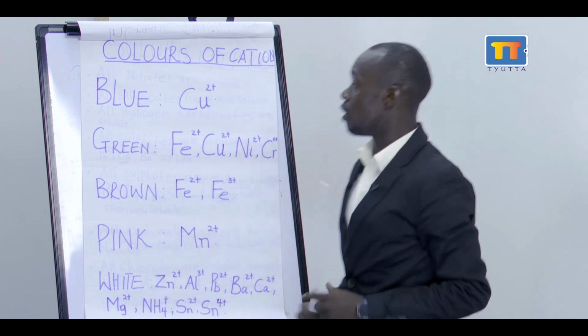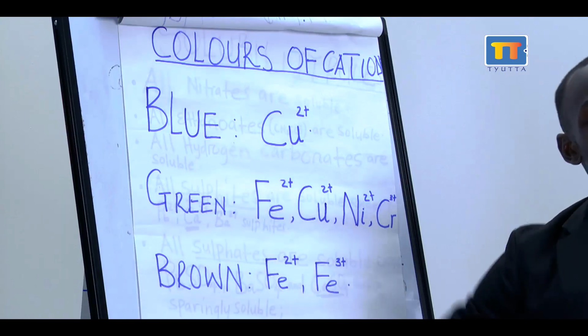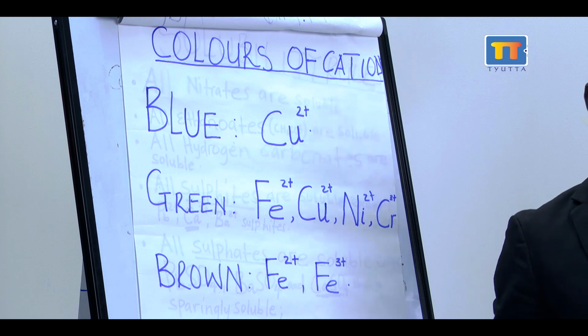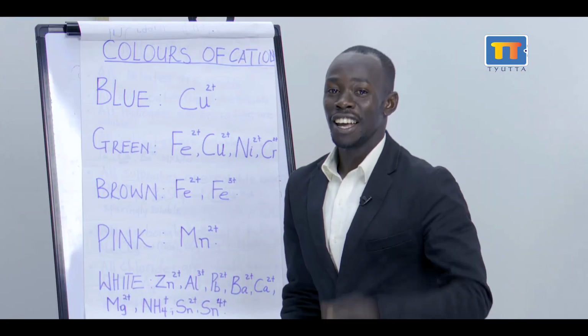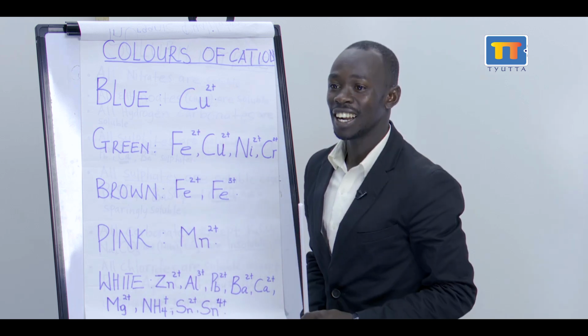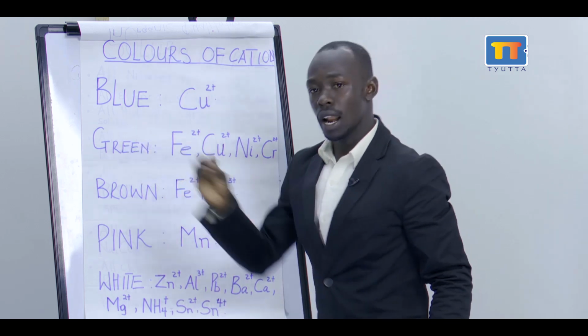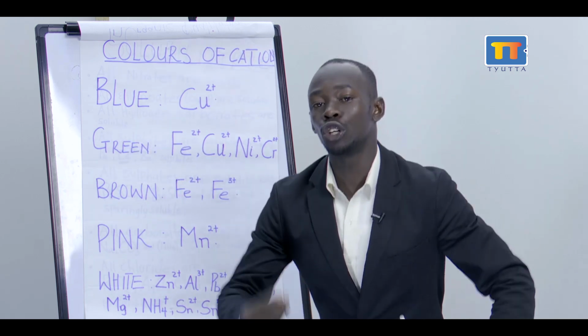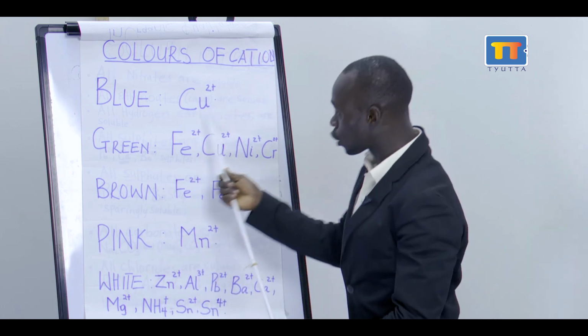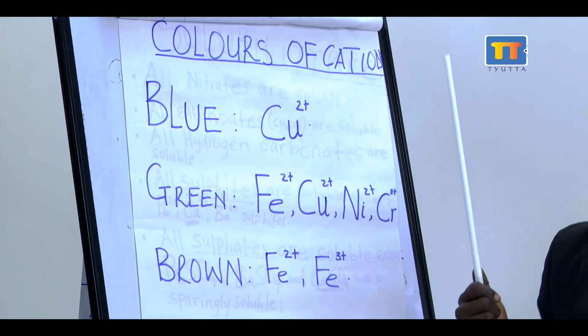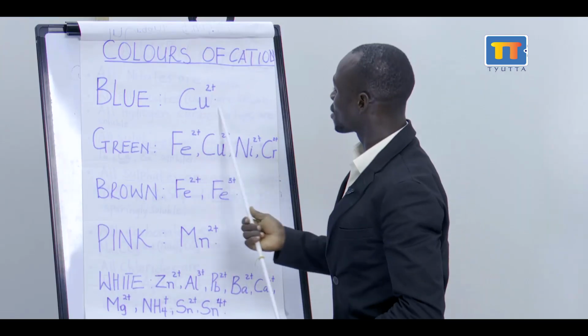Let's go. Now, the first color is what we call blue. You people have mixed a lot of colors. I like mixing the colors as well. Now, you know blue color, do you? Yes. The blue color which you see in the lab is due to one of the transition cations which we call copper 2. Good. This is what we call copper 2.